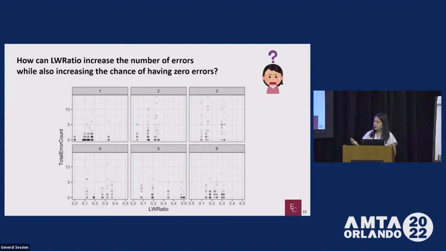So as you can see in this figure, the segments with over 0.4 values in long word ratio only existed here in this red circle, and many of these segments contain 0 errors, as indicated by darker dots. So these data points could have skewed the results.